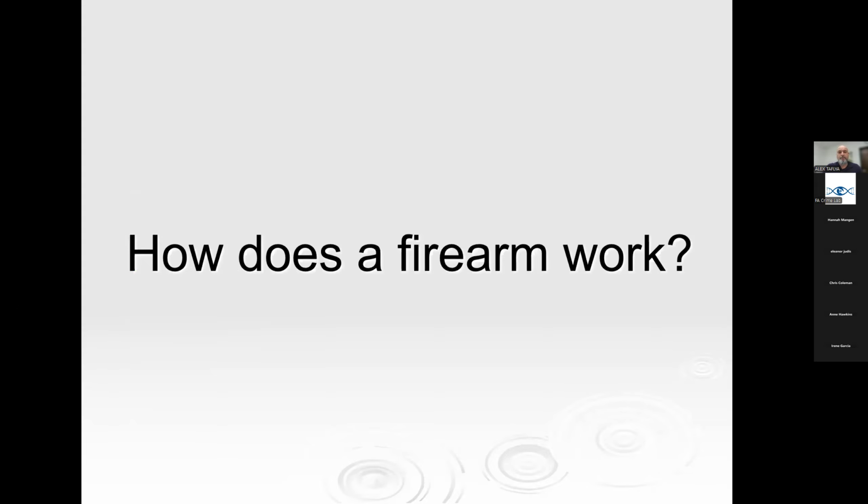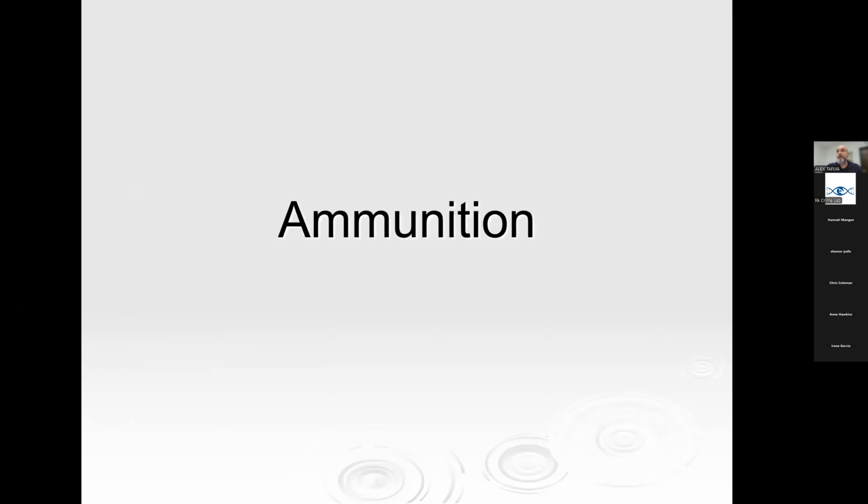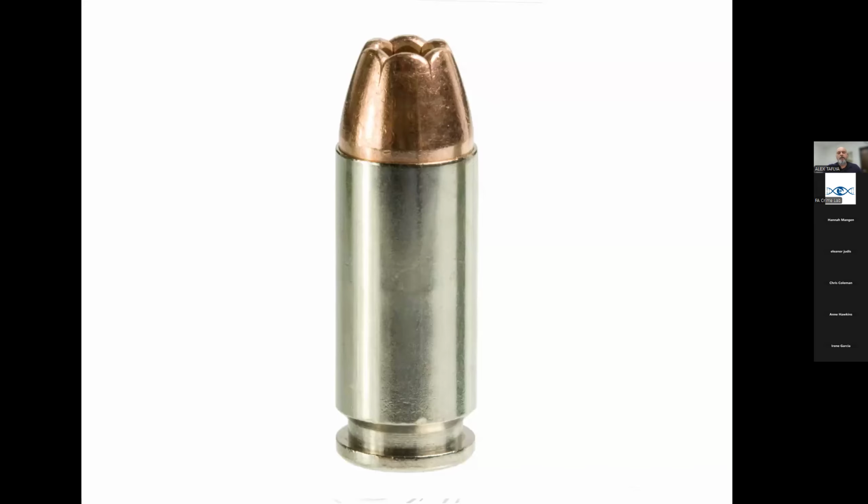So how does a firearm work? Let's start with the ammunition. This is a cartridge, not a bullet. It is a cartridge. Also, in military terms, it's a round. So you can hear cartridge or round used interchangeably. It is unfired and all of the components are still there.